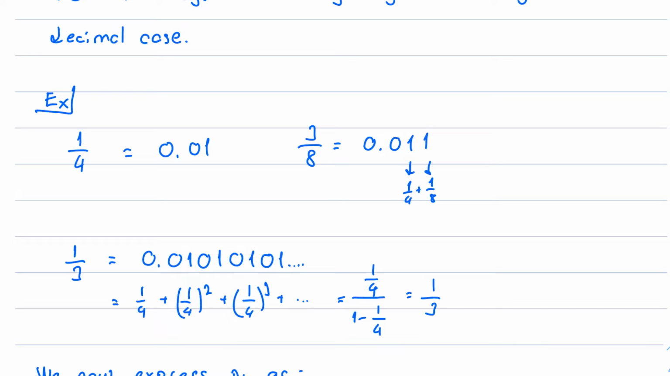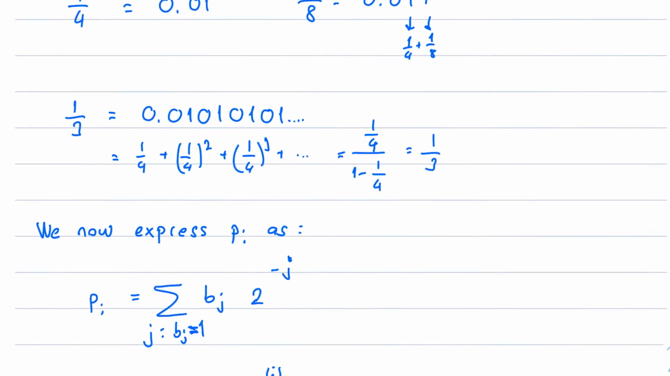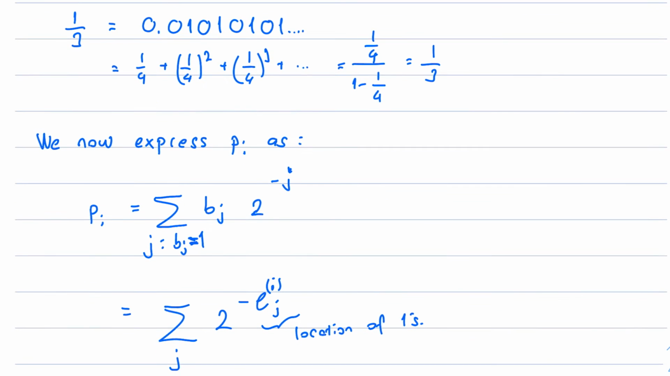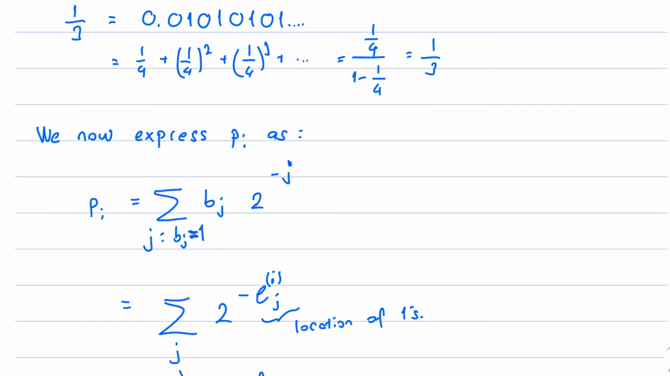1 over 4 has the expansion 0.01. 3 over 8 has the binary expansion 0.011. We can check this by summing the contributions from the ones. It is 1/4 plus 1 over 8, which is equal to 3 over 8. And there are also cases where p has an infinite binary expansion. If p is equal to 1 over 3, its binary expansion is 0.010101 repeating. And we can check this by a geometric sum.